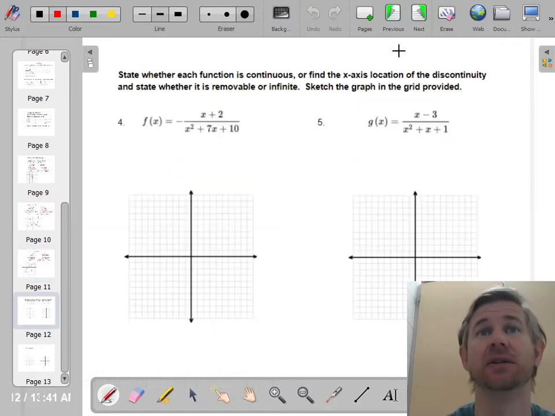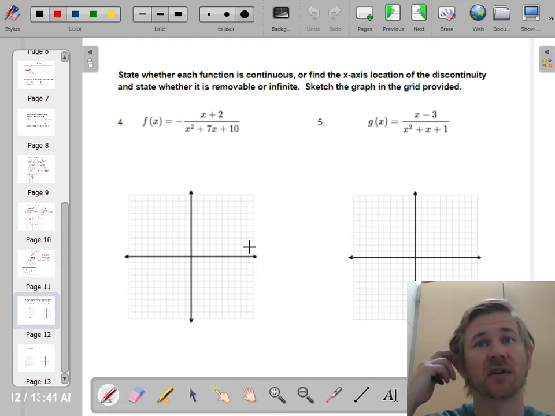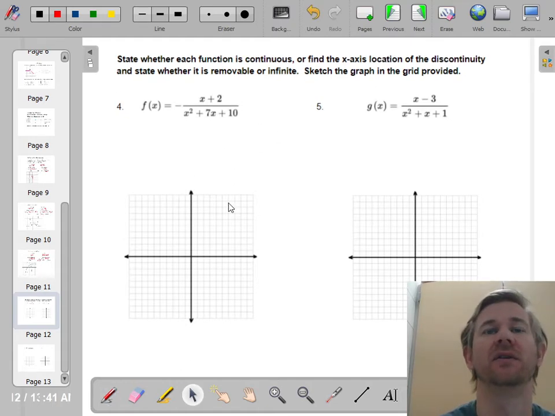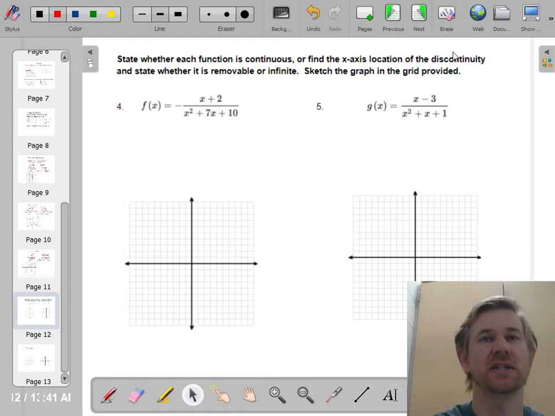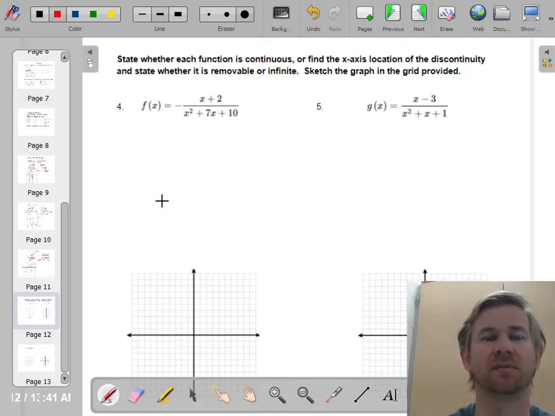Now let's talk about discontinuities. This says to state whether each function is continuous or find the discontinuities. So I'm going to do the same thing and screenshot this. But before I even do that, let me just analyze it before I see the picture. Sometimes it helps to go in not knowing what it's supposed to look like.